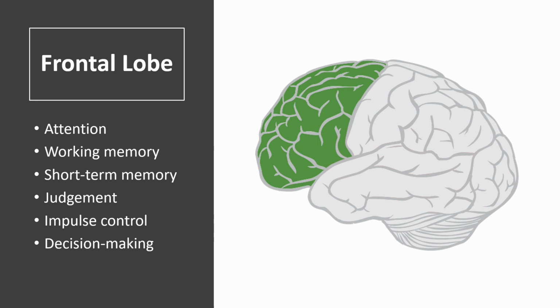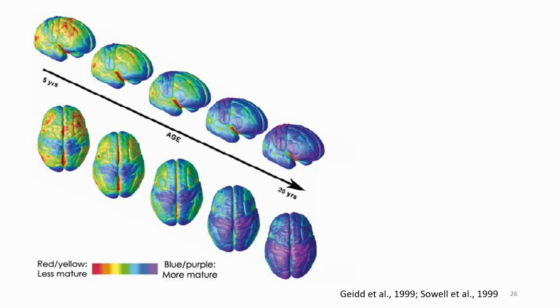And looking at this graph here, it basically shows maturation of the brain over time. I know it's a little hard to see, but basically on the top you have 5 years, and then at the bottom you have 10 years old. And if it is more of a red color, then it's less mature. And if it's more of a blue or purple color, it's more mature.